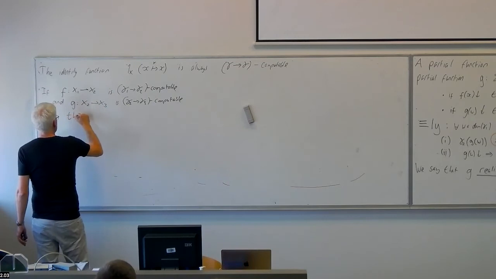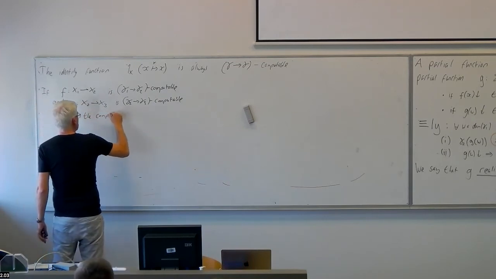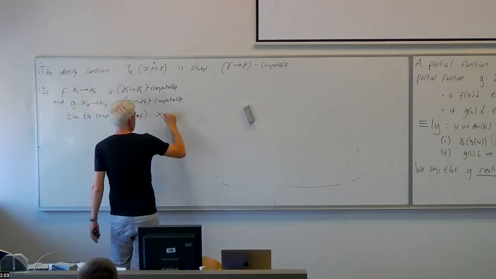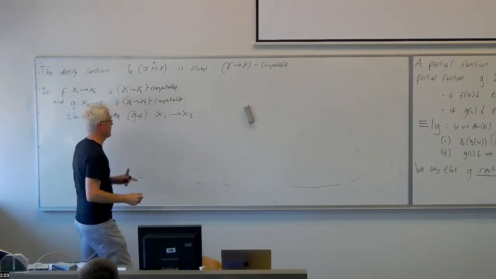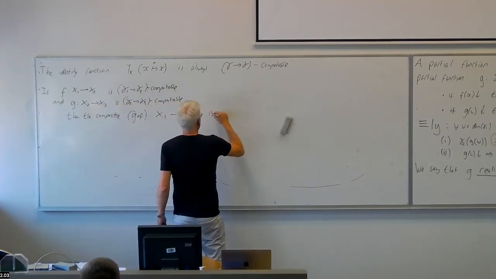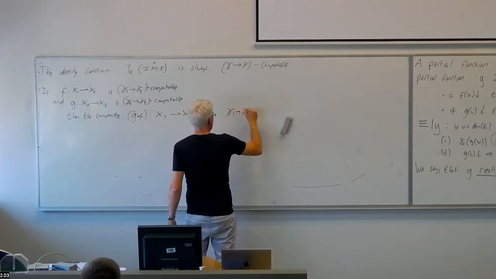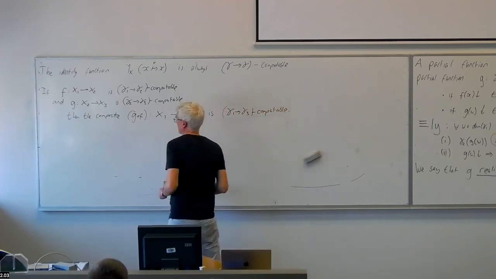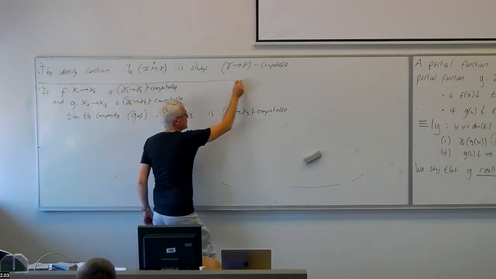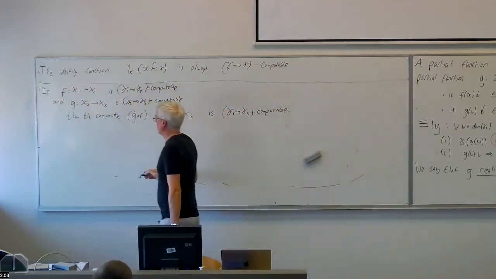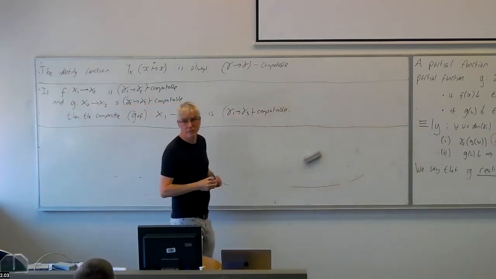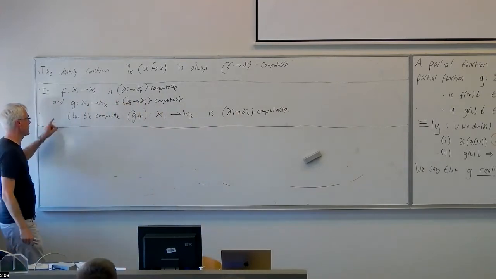then the composite g composed with f, that's a partial function. We saw at the start how to compose partial functions. As a partial function from x1 to x3 it is, unsurprisingly, gamma1 to gamma3 computable. So, computable partial functions between representations form a category, for those who know what a category is.